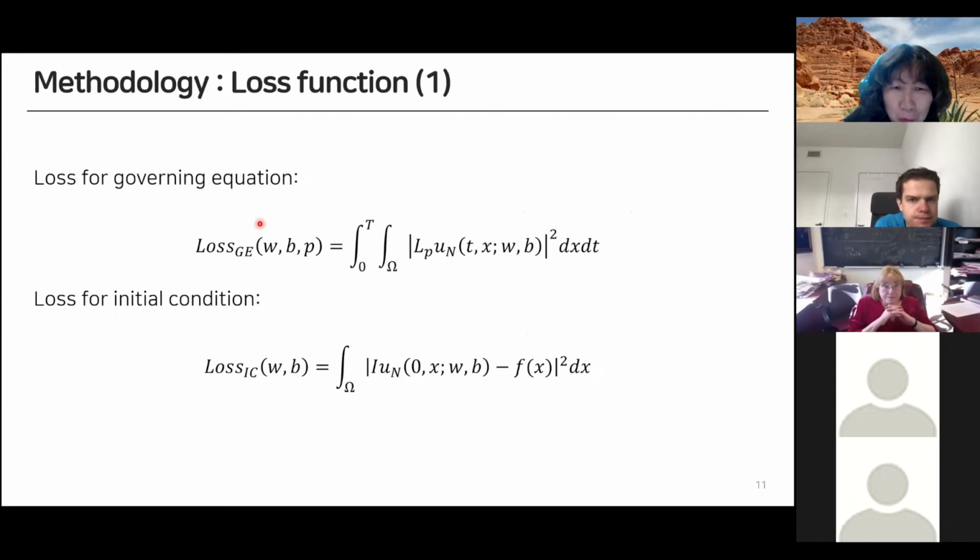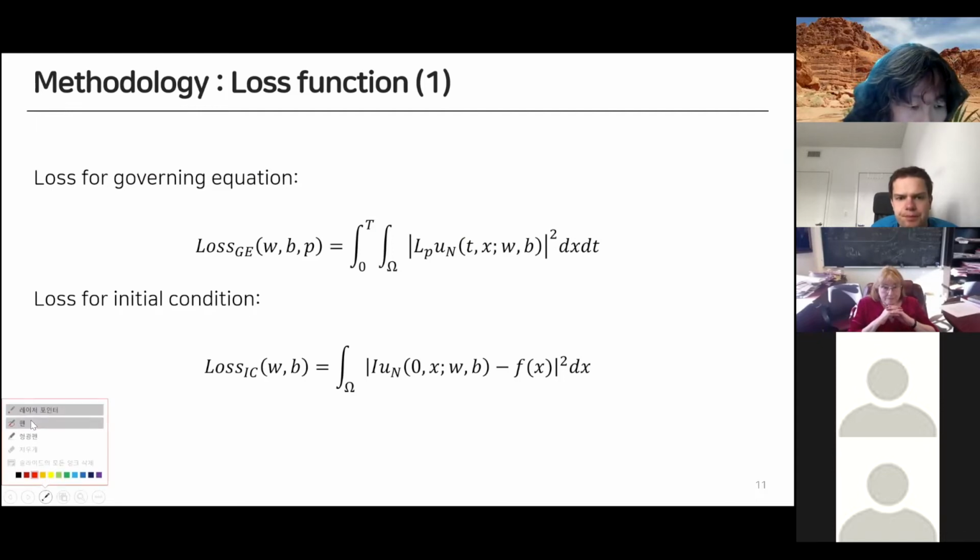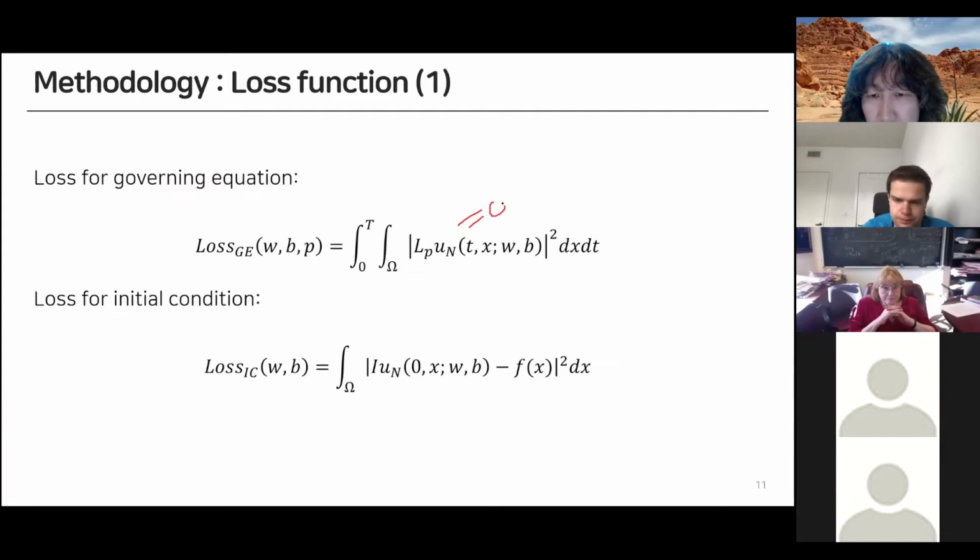So there are a total of four loss functions. The first one comes from the governing equation. Let me write it down here with the pen. Suppose this is 0, then the solution U is the exact or actual solution. But now we are approximating the solution numerically, so this need not be 0. But we want a good approximation.